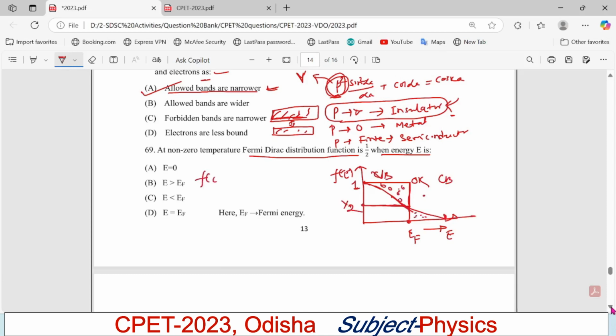Mathematically, we can write the Fermi-Dirac distribution function as 1 by e to the power (E minus EF) by kT, plus 1. If E equals EF, then this value will be e to the power 0 plus 1. That means 1 by e to the 0, which is 1, so 1 by 1 plus 1 equals half. That means at E equal to EF, the probability of finding the electron, or the Fermi-Dirac distribution function, will be half. So the answer is E equal to EF.